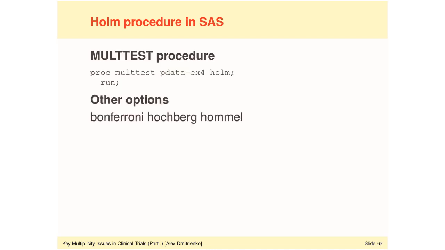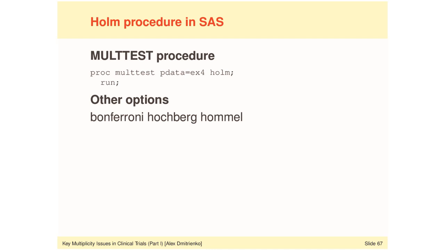With PROC MULTTEST, we need to pass the data set that we set up on slide 66 to the SAS procedure, and we specify Holm as a keyword in PROC MULTTEST. This means that the multiplicity adjusted p-values will be computed using the Holm procedure. I would like to mention that other available options include the Bonferroni, Hochberg, and Hommel procedures, and the corresponding keywords are shown below the PROC MULTTEST code.